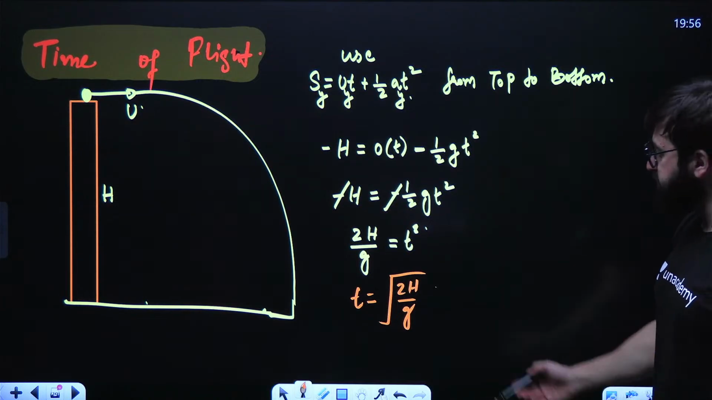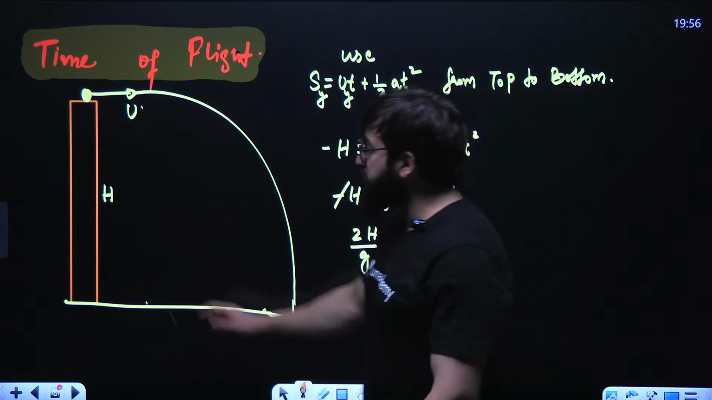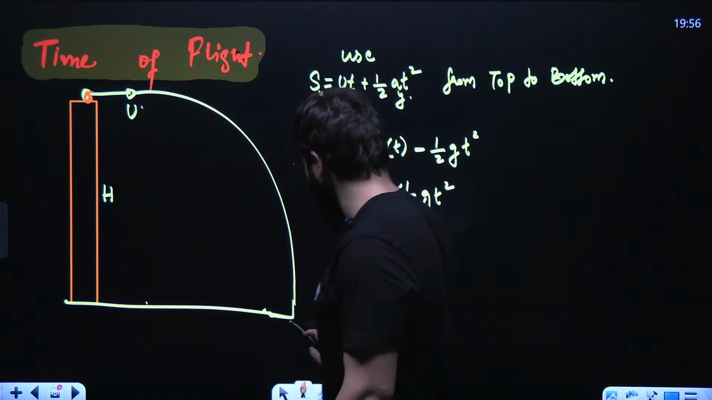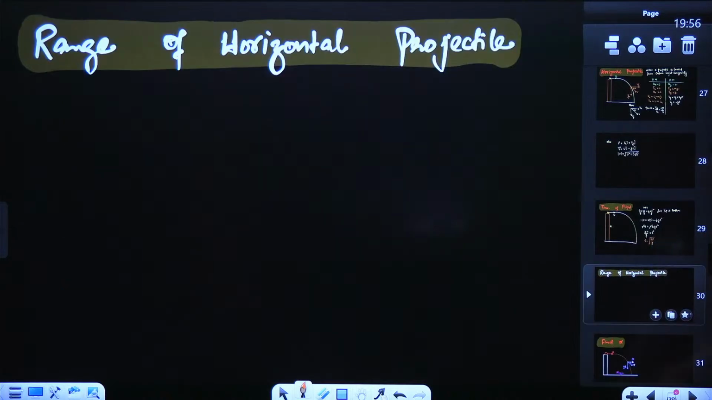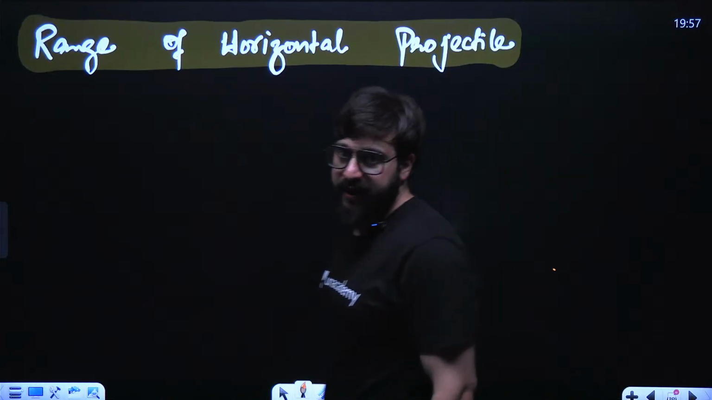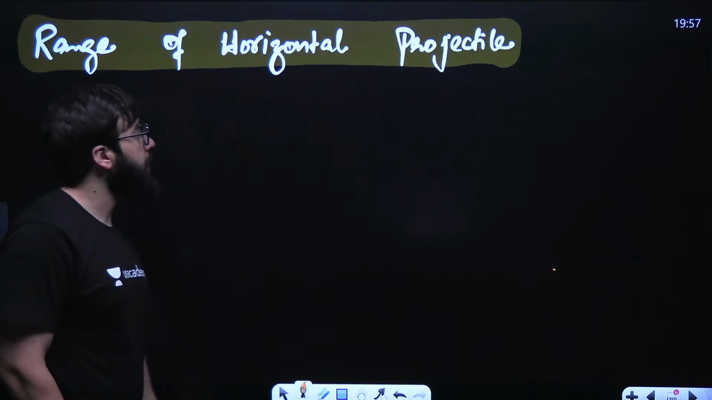So this is basically the time of flight. How much time will this projectile take from this point to this point? Now let's move on to this one: the range of a horizontal projectile.